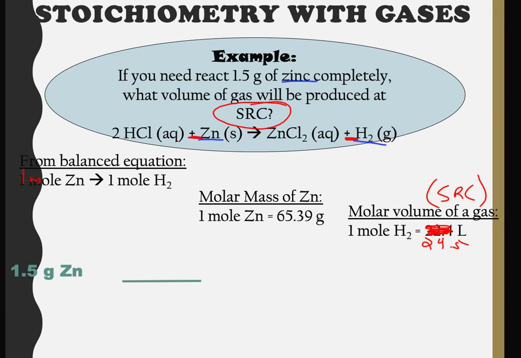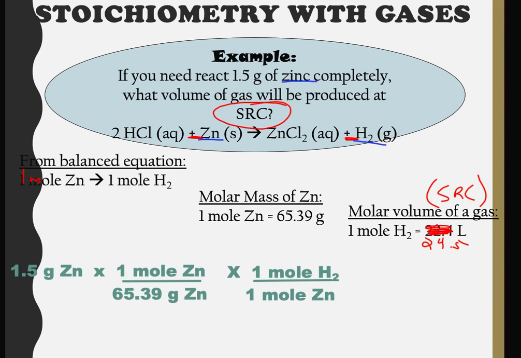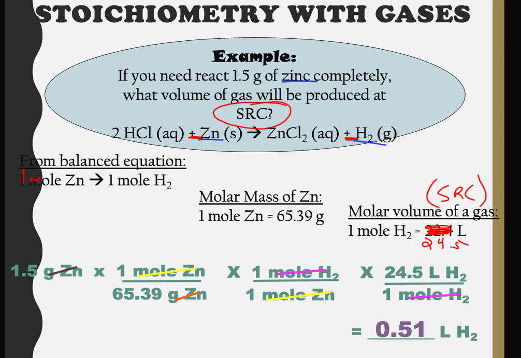So then I take my 1.5 grams of zinc. This is grams of zinc, so my molar mass goes on bottom. I now have moles of zinc, so now I'm using my mole ratio, which is 1 to 1. That gives me moles of hydrogen, so now I'm going to multiply by 24.5. And again, I'm doing this so that my units completely cancel out. So for math, this is 1.5 divided by 65.39 times 24.5. And you get an answer of 0.51 liters.